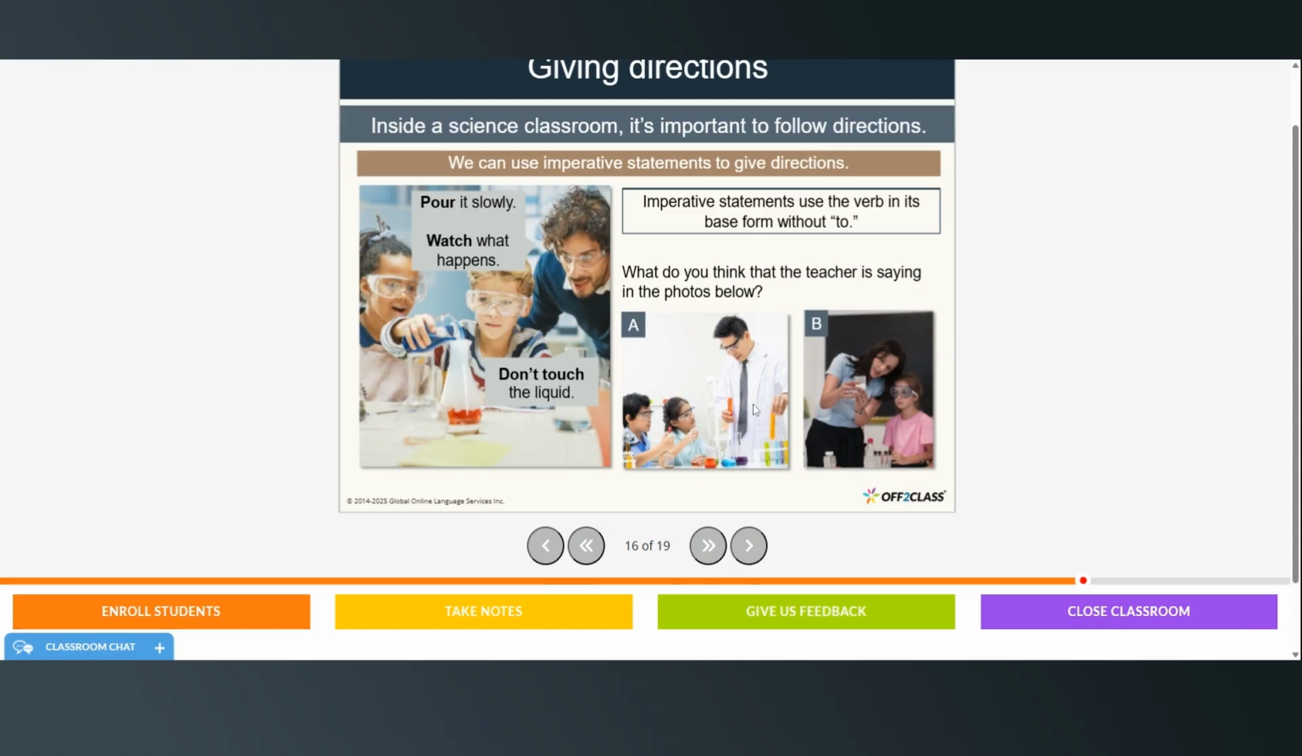So he might be saying, handle the chemicals carefully, don't spill anything, wear your safety goggles. And here the teacher might be saying, look at this, tell me what you see. So those are all examples of the imperative.